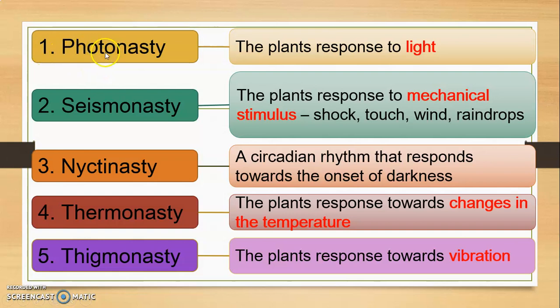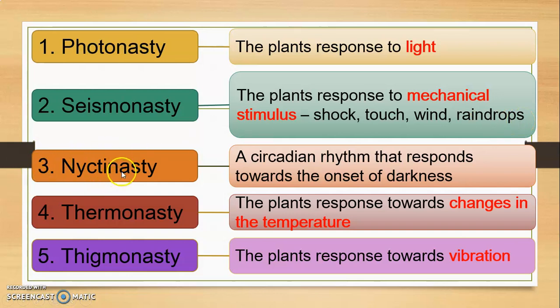First is Photonasty. Photo means light, so the plant responds to light. Number 2, Seismonasty. Seismo refers to the mechanical stimulus. The plant responds to mechanical stimulus, whether shock, touch, wind, or raindrops.